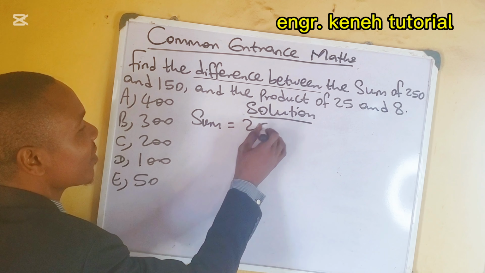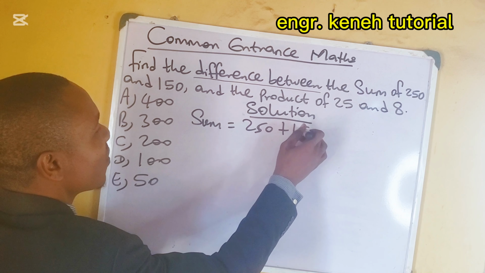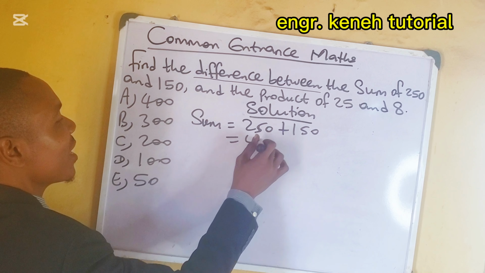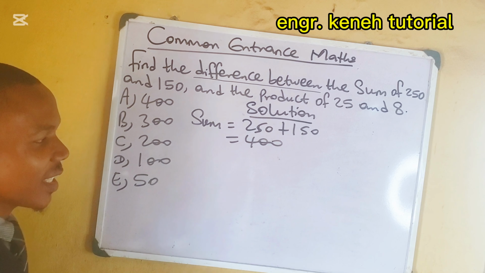So we have like this. We have 250 plus 150. When you add together, you have 400. Can you see it? All right.